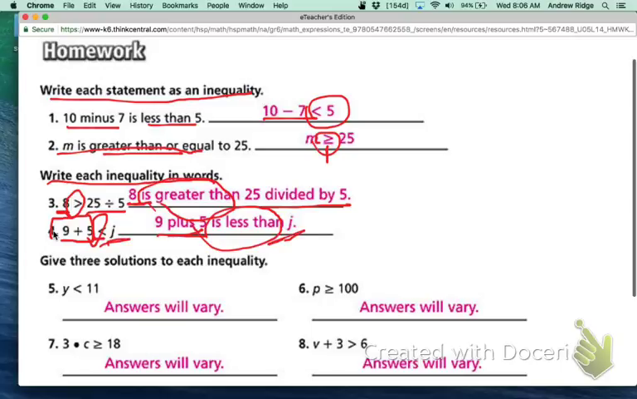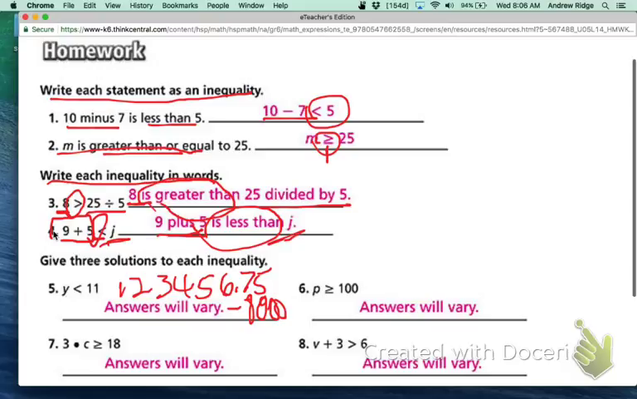Give 3 solutions to each inequality. Y is less than 11. So any number that you give that's less than 11: 1, 2, 3, 4, 5, 6, 6.75, negative 8,000, whatever it is, as long as it's less than 11, it's good.